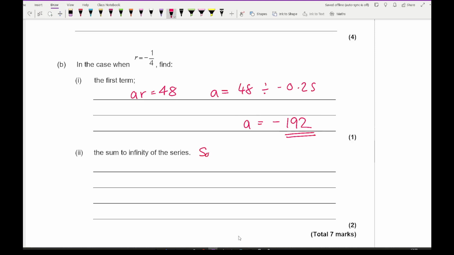Then it says find the sum to infinity. Well, we know that the sum to infinity is a over 1 minus r. So the sum to infinity is going to be minus 192 over 1 minus minus 1/4. And again, typing that all into my calculator, I get an answer of minus 153.6.